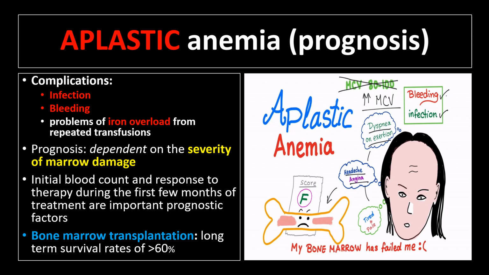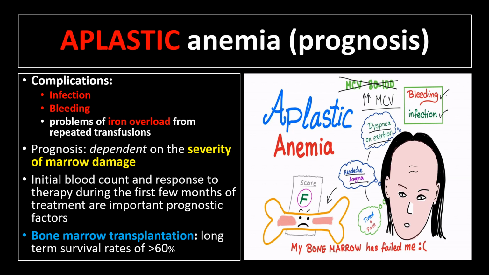So if a patient is diagnosed with aplastic anemia, they could have complications. As discussed earlier, we have infection due to decrease in the white blood cells. There would be bleeding, which is the most common one. And there would be problems of iron overload from repeated transfusion, since if you have aplastic anemia, you'll be anemic, so you need blood transfusion. So the side effect of massive or repeated transfusion would be iron overload.